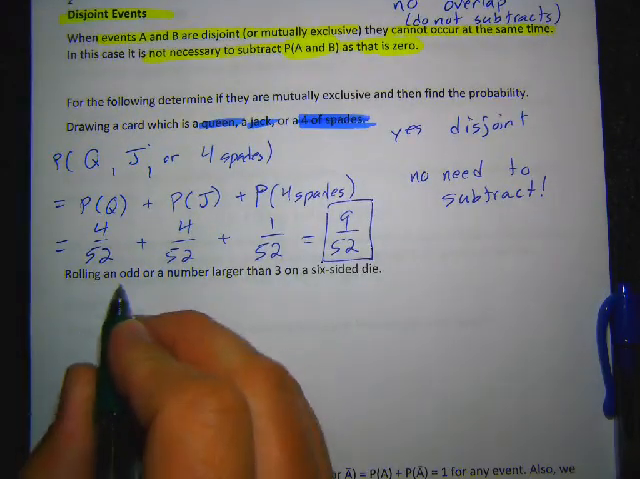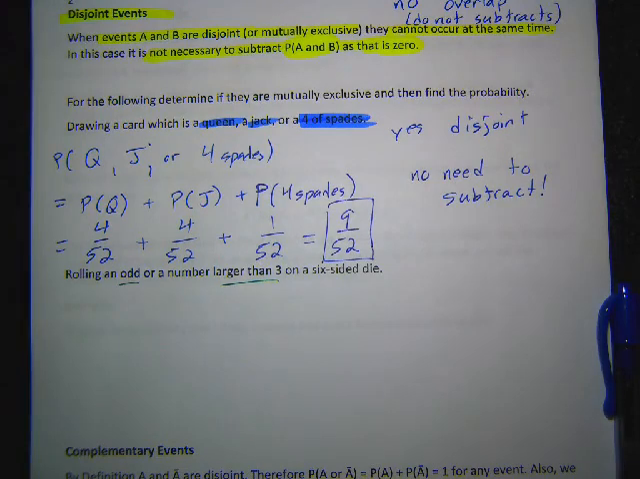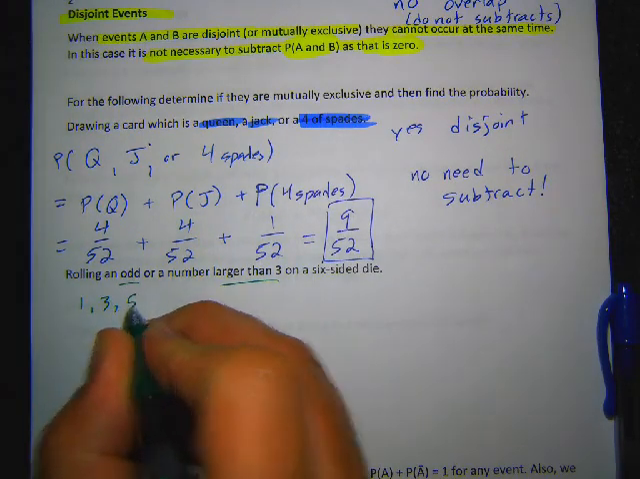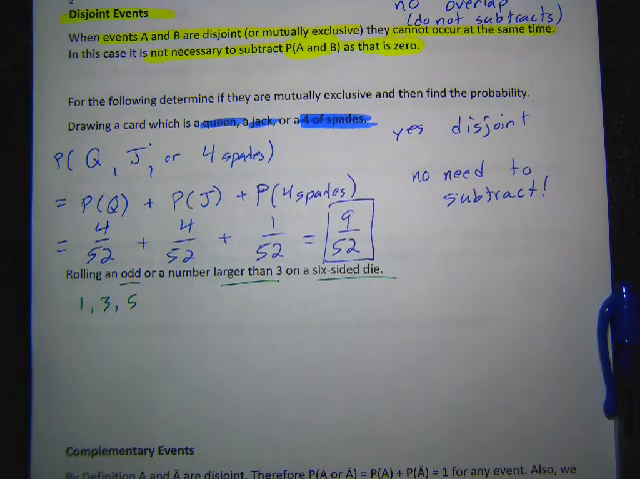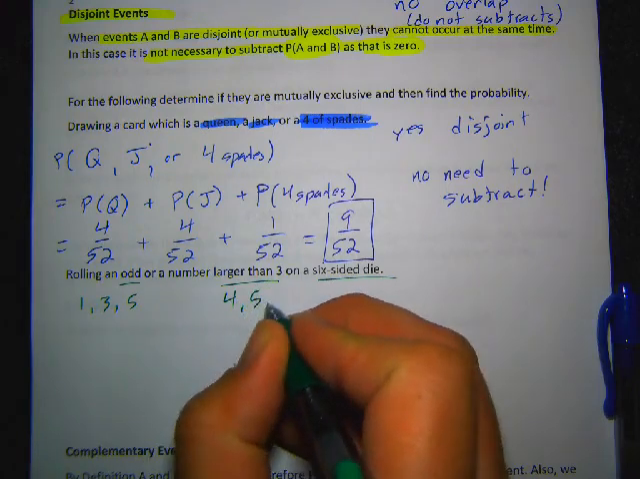Here I want to roll an odd or a number larger than 3. So odd or larger than 3. So odd, that'd be like 1, 3, 5, because we're looking at a 6-sided die. I forgot to say that. 6-sided die, so it's only 1 through 6. So odd would be 1, 3, 5. Larger than 3, well, that's going to be numbers like 4, 5, and 6.